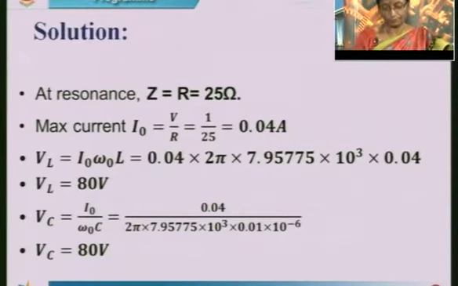So this is one of the simplest problems on finding the voltage across the inductor and the capacitor and the corresponding frequency at which voltages are maximum.